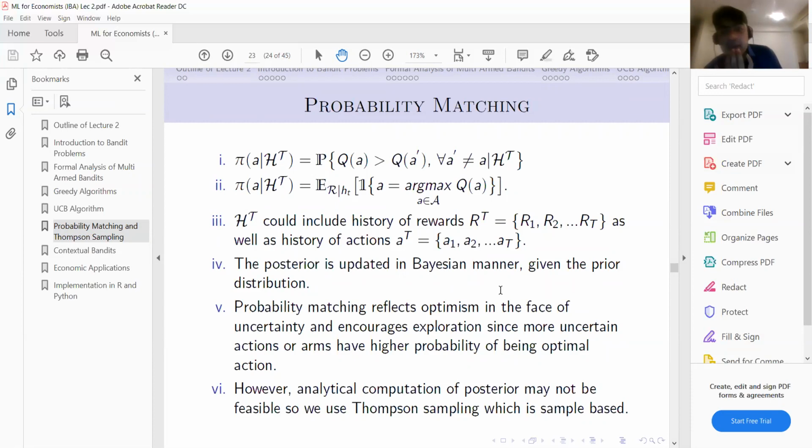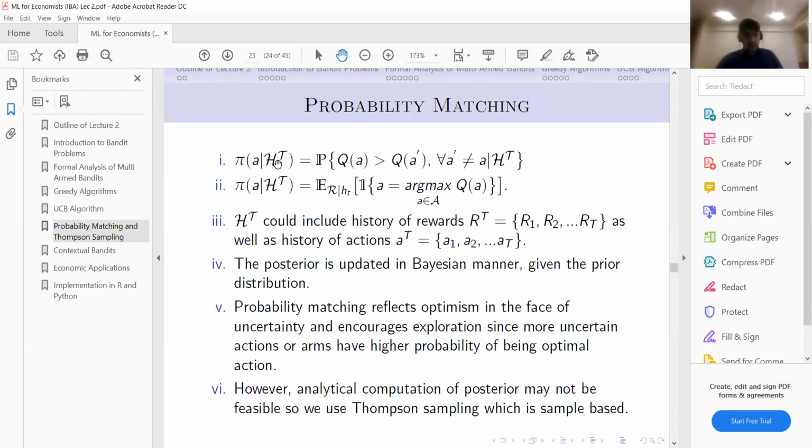So we've done the UCB algorithm. Now the last category of algorithms that I'll cover before we move to applications is Thompson sampling. Thompson sampling is just a sample analog of what is known as probability matching. It's essentially probability matching, but the sample analog of that, because probability matching is not feasible because it requires information that we don't know. So what is probability matching? It's very simple.